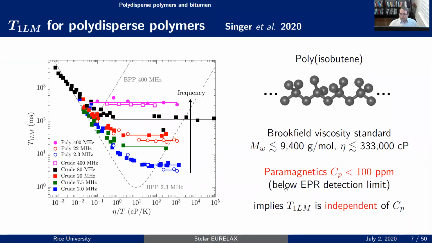But the thing to note is that we did EPR on these polymers, and we found no detectable signal. And the resolution of the EPR was 100 ppm. So there's less than 100 ppm paramagnetics and radicals. So this implies that T1 log mean is independent of the concentration in paramagnetics and radicals in these systems. Therefore, this relaxation mechanism at high viscosity cannot be due to paramagnetics. As you know, the Bloembergen model from '61 shows that the T1 rate should be proportional to the concentration. Well, it's certainly not here.